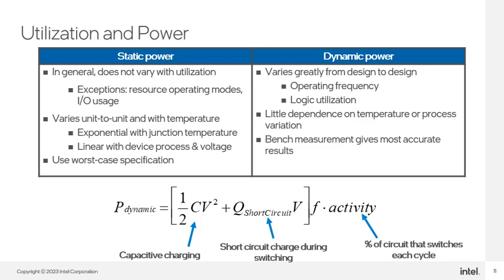Looking at the equation, the only factors a designer can affect are the operating voltage, the operating frequency, and signal activity. The device can be run at a lower operating voltage, or the design could be run at a lower operating frequency. But reducing signal switching activity in a design is the single best way to reduce overall dynamic power.